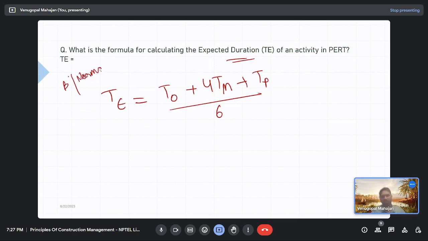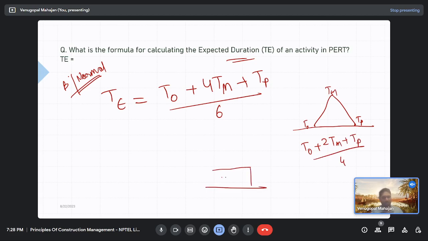This formula is only valid if you have either a beta distribution curve or a normal curve. If you have a triangular one, let's say in some exams someone wants to play with you and says that the probability distribution is triangular in shape, then the formula will change. What will the formula be then? It becomes TO plus 2TM plus TP by 4. Let's say someone says that the probability distribution is uniform. Then it would be TO plus TP by 2. So as you can see, the formula varies as per your probability distribution curve. For beta or normal, it is going to be TO plus 4TM plus TP by 6.